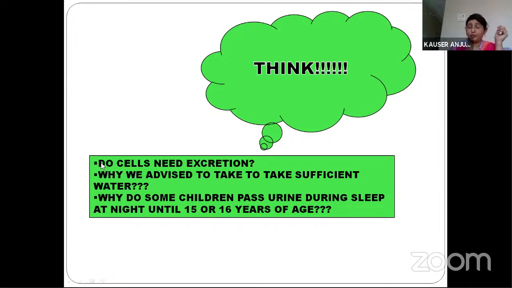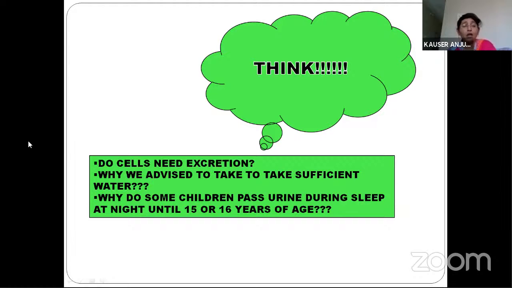Here I have 3 questions given in your textbook. The first is, do cells need excretion? Yes, cells need excretion. Why? Cell is the basic unit of life. All the physiological activities like excretion, digestion, respiration go on in the cell. When all the physiological activities go on in the cells, waste materials are formed. When the waste materials are formed, those waste materials must be sent out. So definitely excretion is needed by the cells.